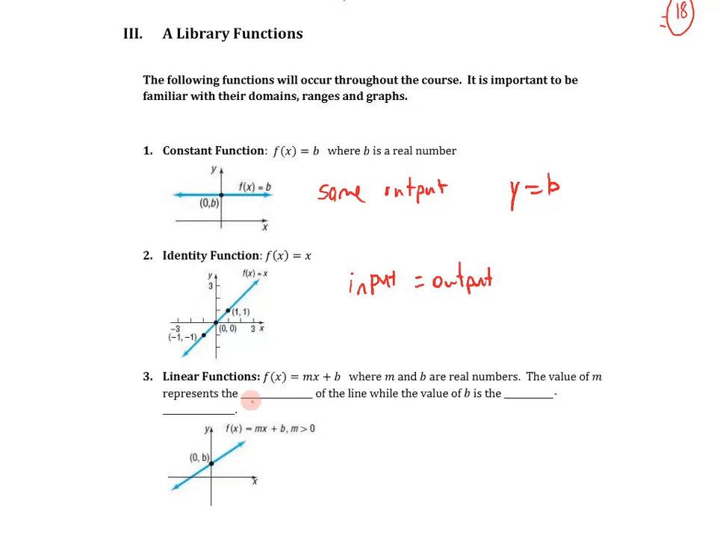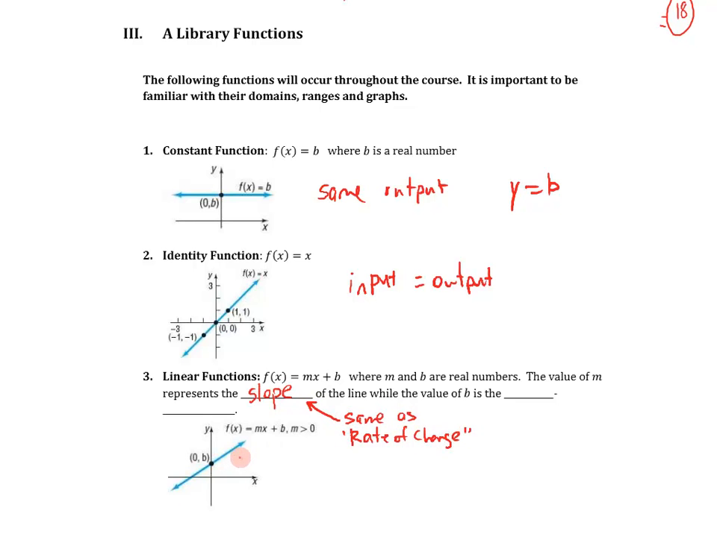Linear functions are also lines, but we can move them around a little bit. We can change their slope or their slant, and we can also change where they are located on the plane. The general form for a linear function is f of x is equal to mx plus b, where m and b are real numbers. You've seen this before somewhere in your mathematics, and m is a concept known as slope, which, by the way, is also the same thing as rate of change, which we just discussed earlier.